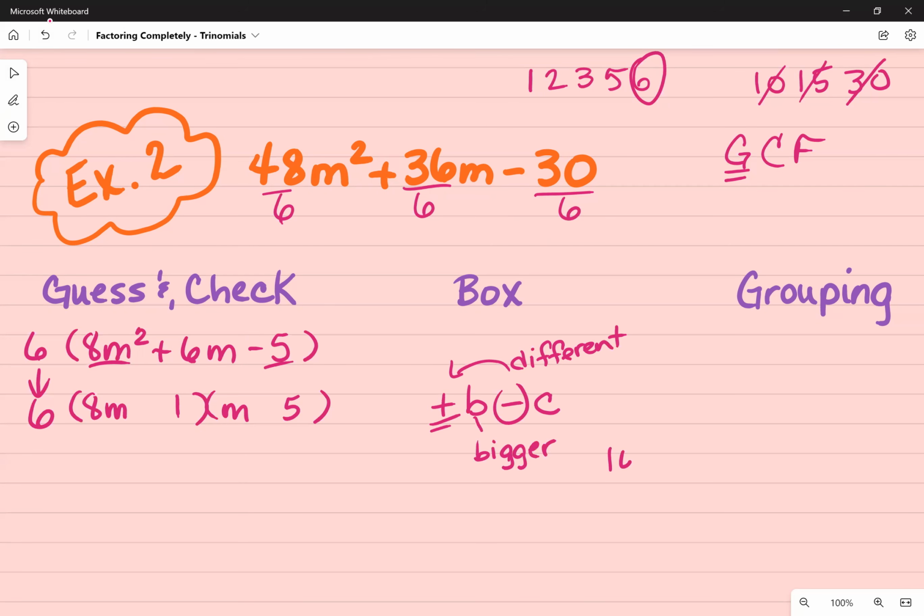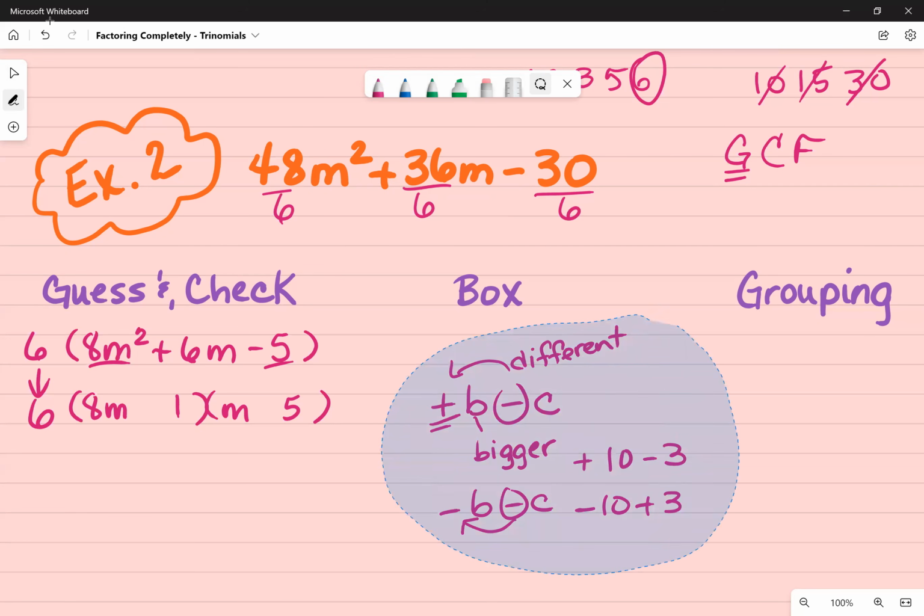So if I had 10 and 3, but I had a plus there, so the plus is going to go here, and the other factor will be different, and it's going to be negative. If I had a negative b and a negative c, same thing. I'm going to have different signs, and again, the larger number will have the sign of b. So this time 10 will be negative, and 3 will be positive. So it will always work that way. That's the pattern. That was just a side note for you.